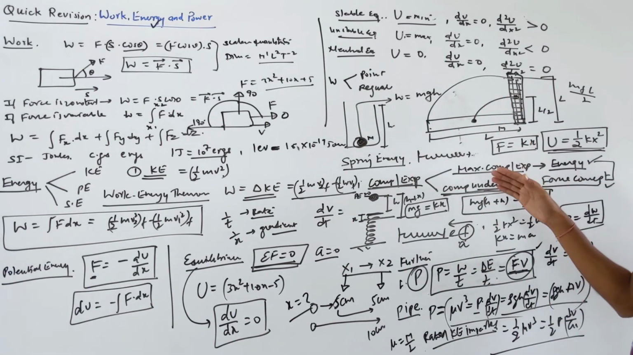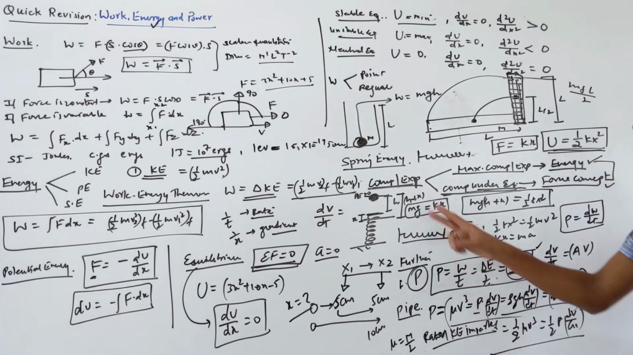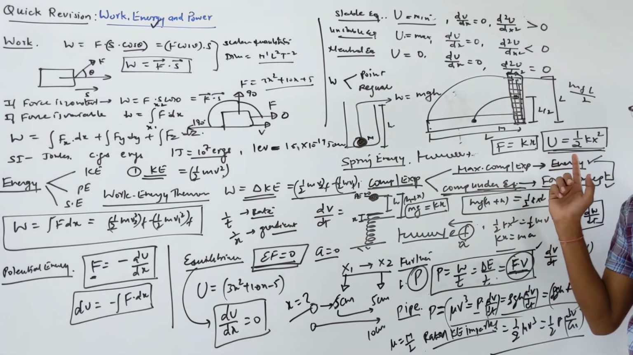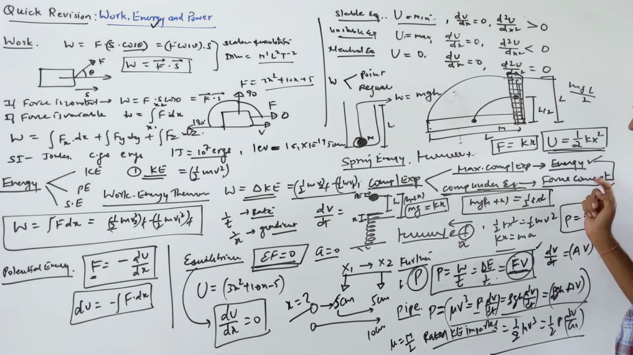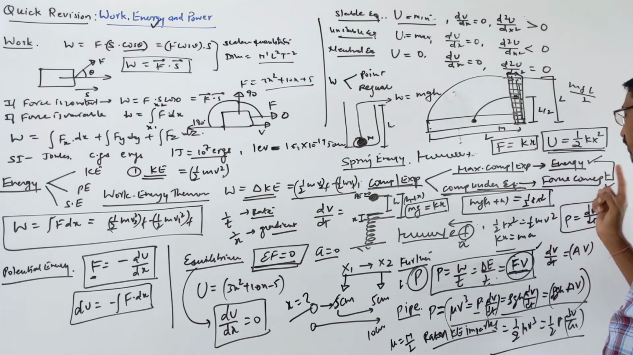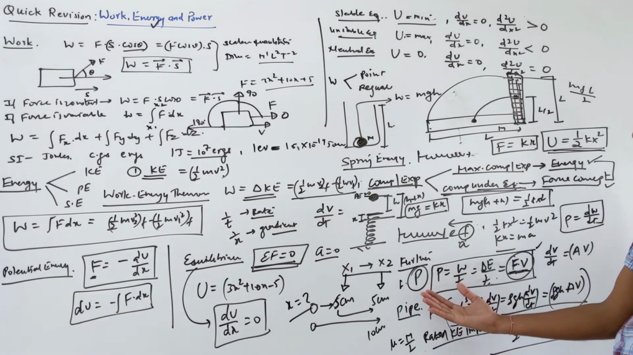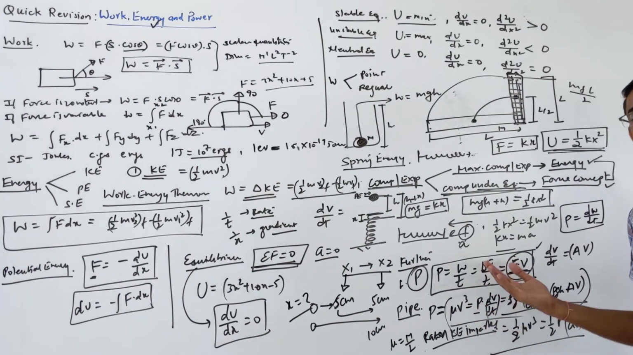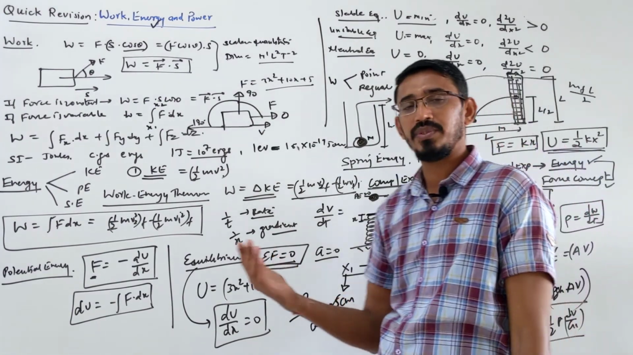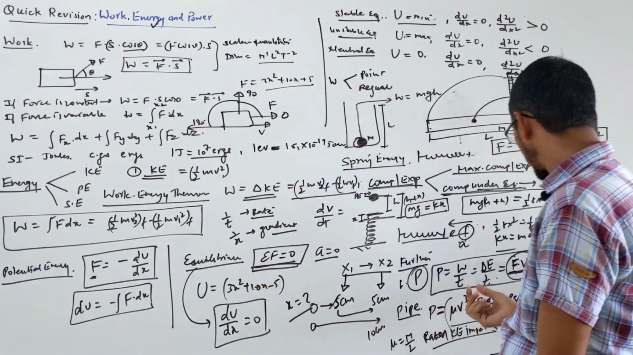Spring energy means you know, half kx square. Again here two types of questions we have. Mainly if they ask maximum compression or expansion, we have to use the energy concept. If they ask compression under equilibrium, then you have to use the force concept, sorry. Okay, then the last point was about power. Power is simply equal to the rate of doing work or rate of change of energy, correct? Or you can write force into velocity.